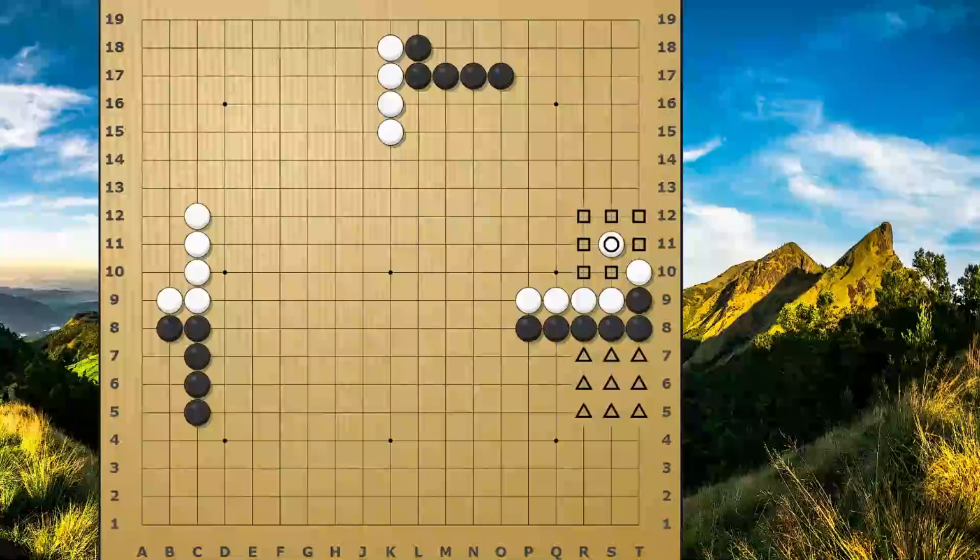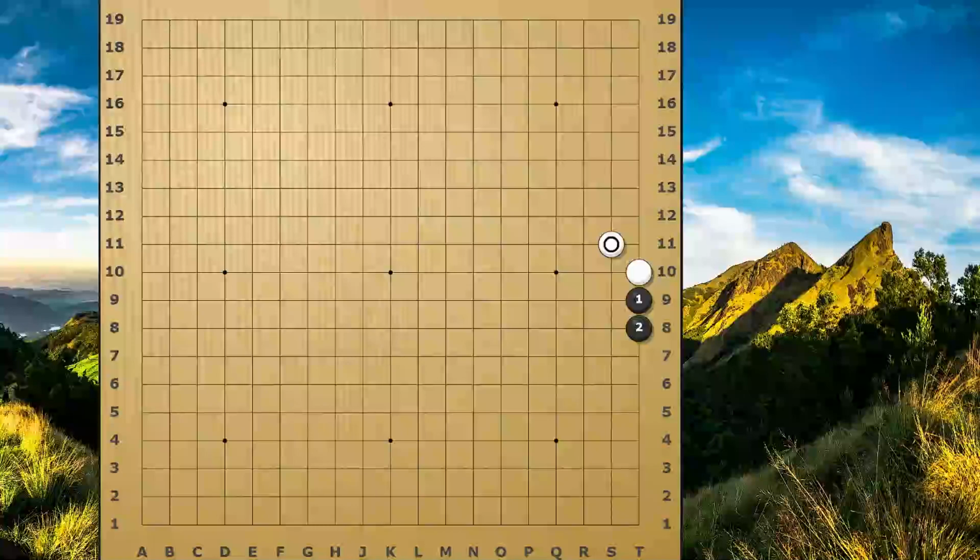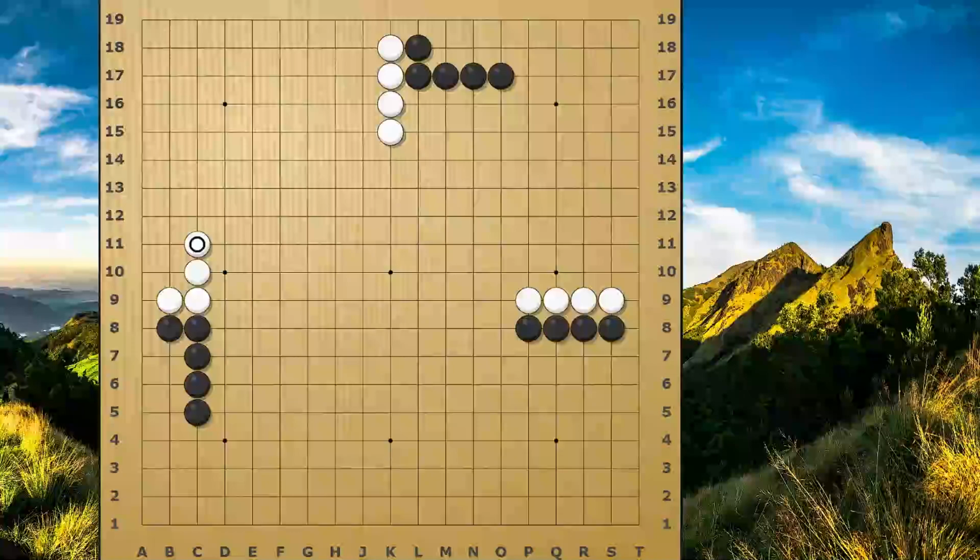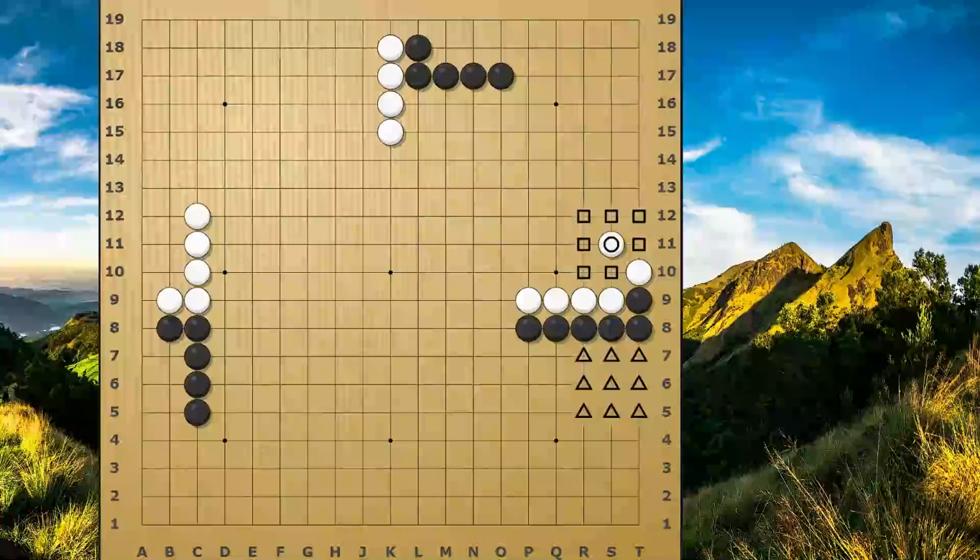So, how many moves did black spend? 2. That's not what I wanted. Whoa, everything's gone. What happened to everything else? It disappeared. Here we go. Okay. That was weird. Something weird happened there with my screen.